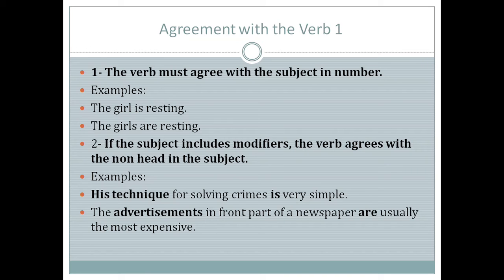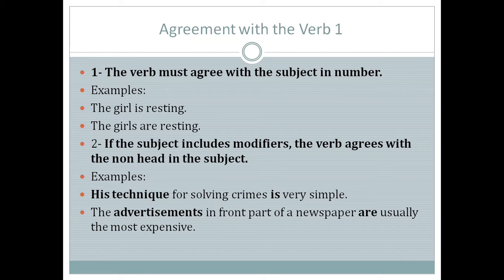Number 1, the verb must agree with the subject in number. Here we have some examples. The girl is resting. The girls are resting. The girl is a singular subject. It agrees with the verb. So the girl is a singular subject that agrees with the singular verb is. The girls are resting. The girls is a plural subject. It agrees with the verb to be, are.